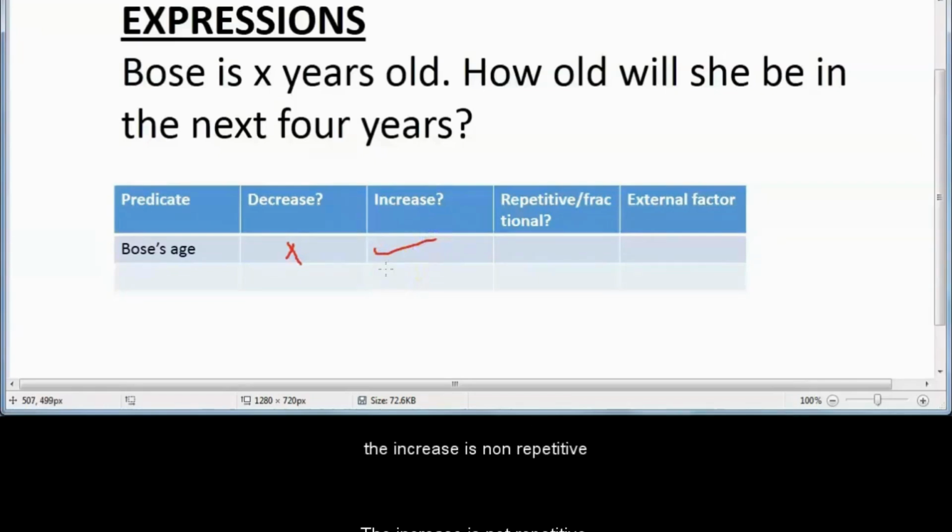The increase is not repetitive. Rather, it is an increase in external factor, time. The time is 4 years. So our expression should be 4 plus X.